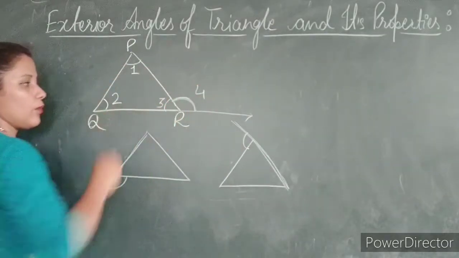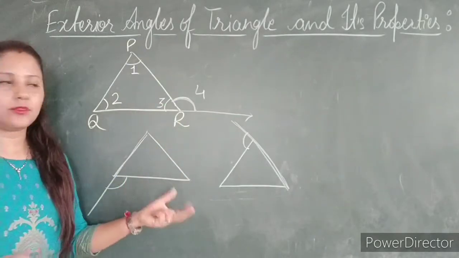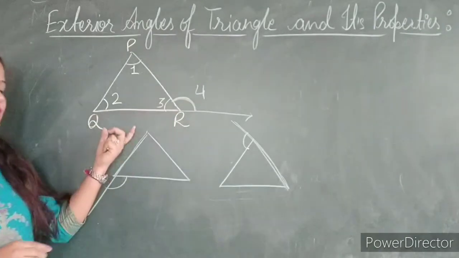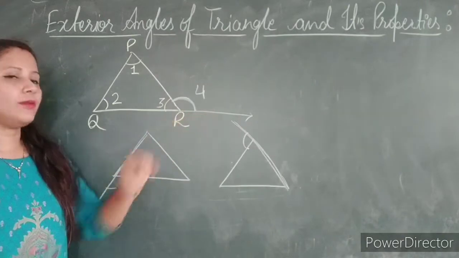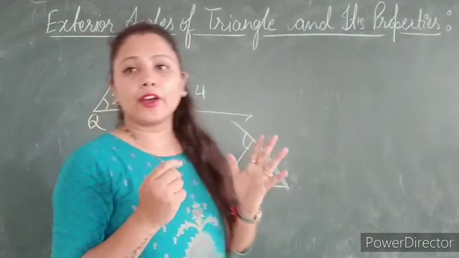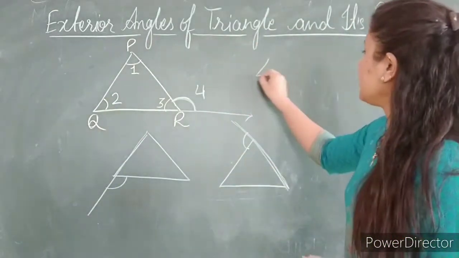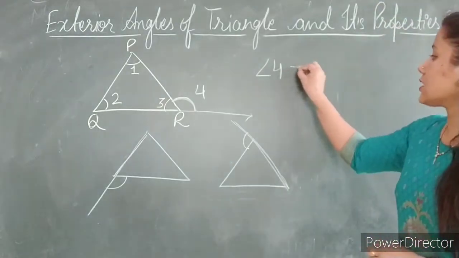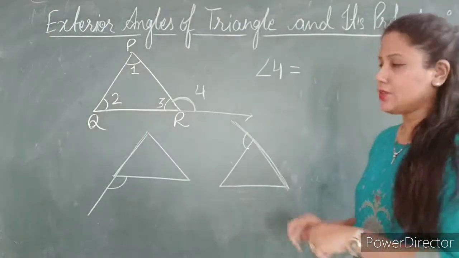Suppose the angle is angle 4. So now I hope you all are able to understand the meaning of exterior angle. For an exterior angle, just extend one side and form an angle, and that is your exterior angle. According to the exterior angle property, the exterior angle, here angle 4, is equal to the sum of the opposite interior angles.